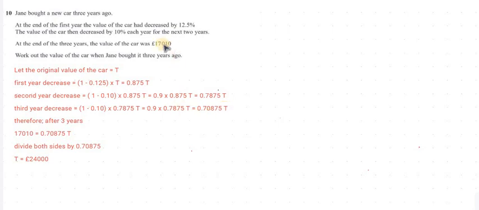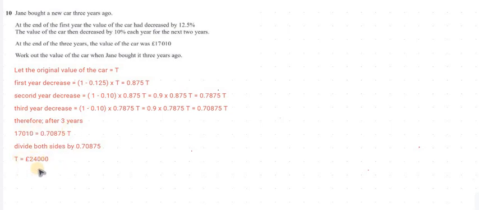0.70875 T. But you also know what the value of the car is after 3 years. So that means 0.70875 T is equal to £17,010. So, equate them to each other, and you need to find T, which is the original value of the car. So you divide both sides by 0.70875. If you do that to the right, all you have left is T. Do that to the left, put that into your calculator, you get 24,000.